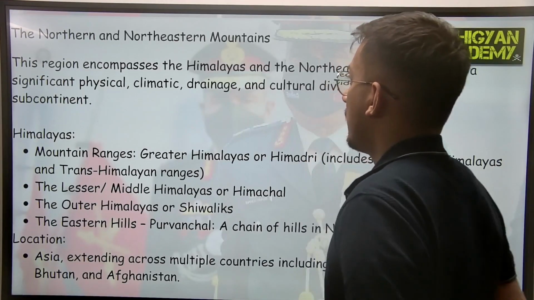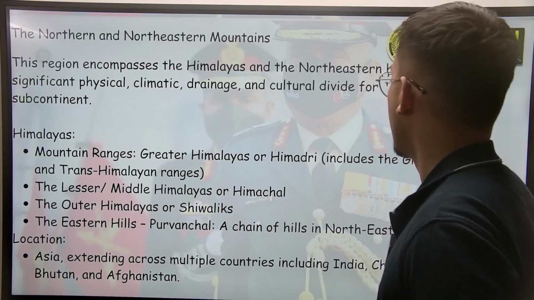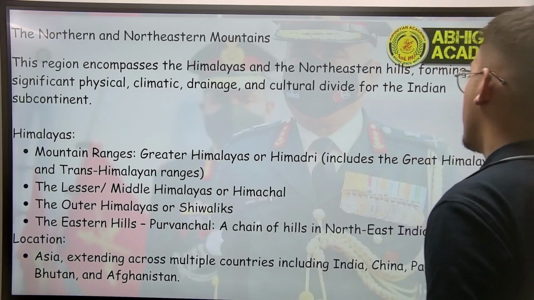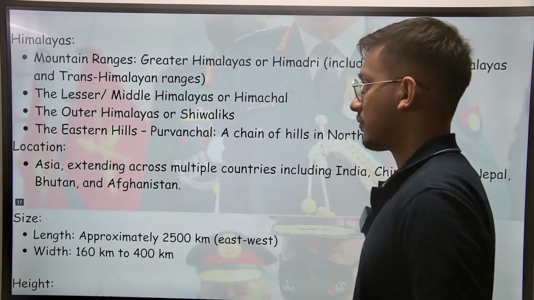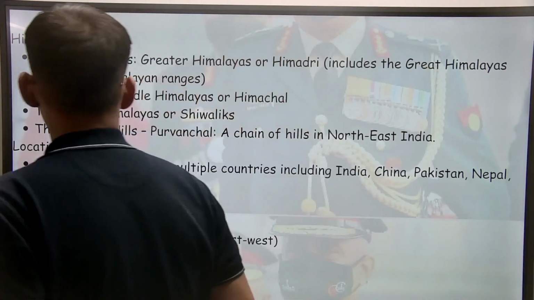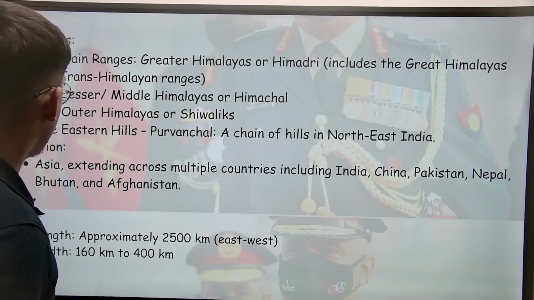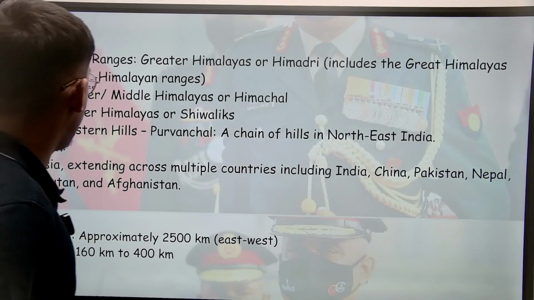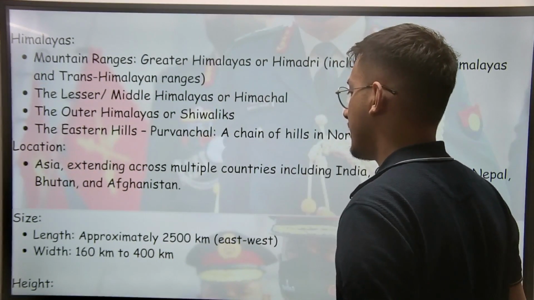Now we come to the northern and northeastern mountains. This region encompasses the Himalayas and the northeastern hills, forming significant physical, climatic, drainage, and cultural divides for the Indian subcontinent. Himalayas. The mountain ranges are Greater Himalayas or Himadri, the Lesser or Middle Himalayas or Himachal, the Outer Himalayas or Shivaliks, and the Eastern Hills or Purvanchal. Location: Asia, extending across multiple countries including India, China, Pakistan, Nepal, Bhutan, and Afghanistan.